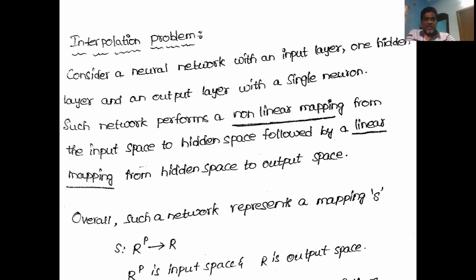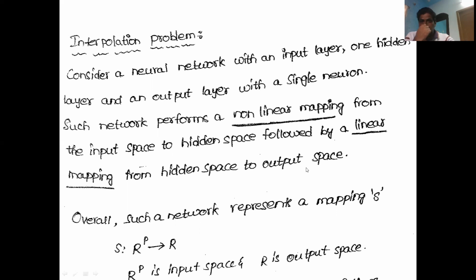So before we understand this, let us consider a neural network for imagination with one input layer, one hidden layer, and one output layer. Okay, in the output layer we have a single neuron. Now assume the input layer contains some neurons, the hidden layer contains some neurons, and the output layer contains only one neuron. So this is actually a non-linear mapping from the input space to hidden space, followed by a linear mapping from hidden space to output space.